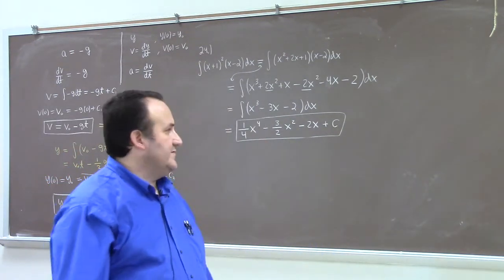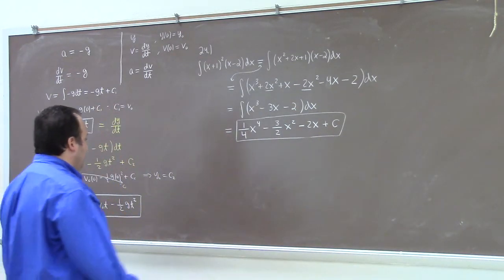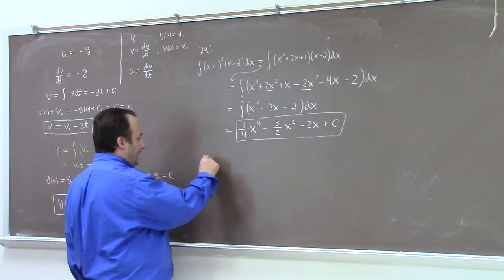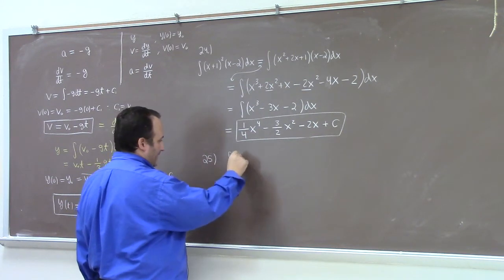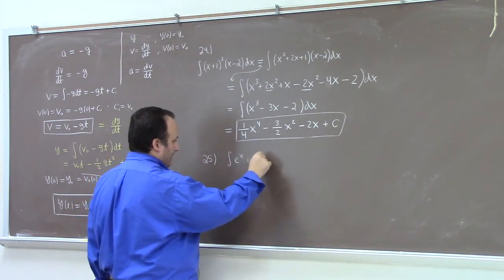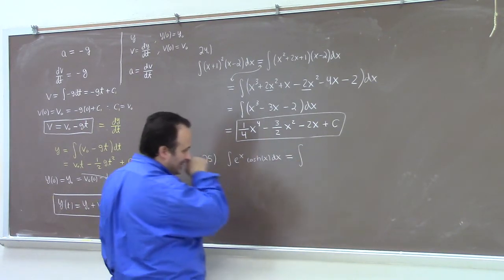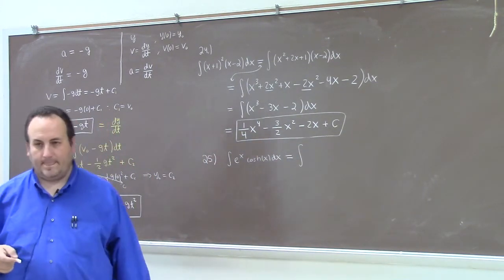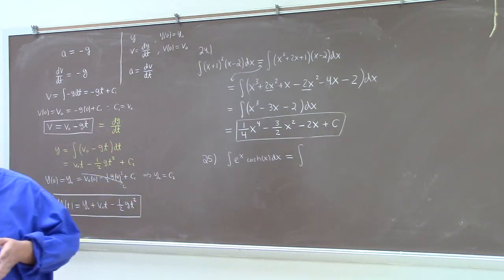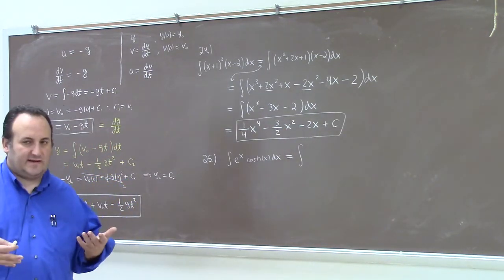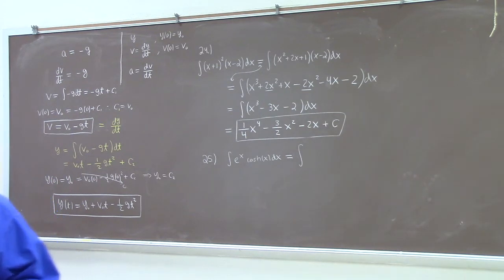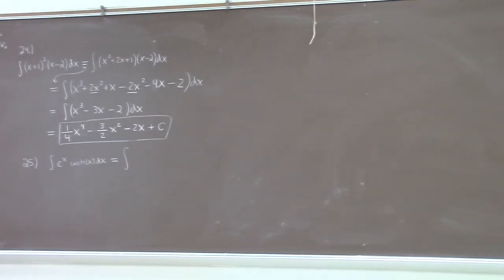Ooh, number 25 looks a little bit tricky. How are we going to do this one? Now, if you just try to solve this by asking yourself the question, what function can I differentiate and get back e to the cosh x, e times cosh x, e to the x times cosh x, I don't think you're going to be successful. Just guessing the answer here probably isn't going to work.